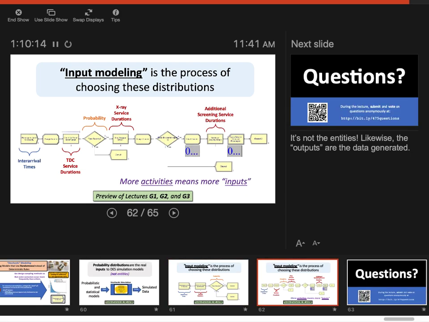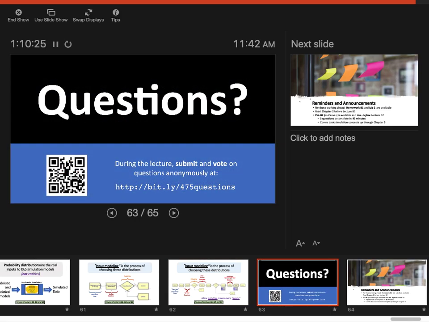And how do I do it for a much more complicated system? Well, I've got more distributions, so I've got more inputs. The entities are the same, but the number of probability distributions change. So the number of inputs.